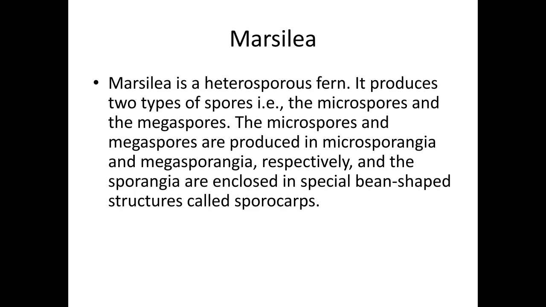The sporangia are enclosed in a special bean-shaped structure known as the sporocarp. It is produced in the axil of the leaf. In the case of Marsilea, the leaf is generally of the quadrifoliate type, and it is compound.